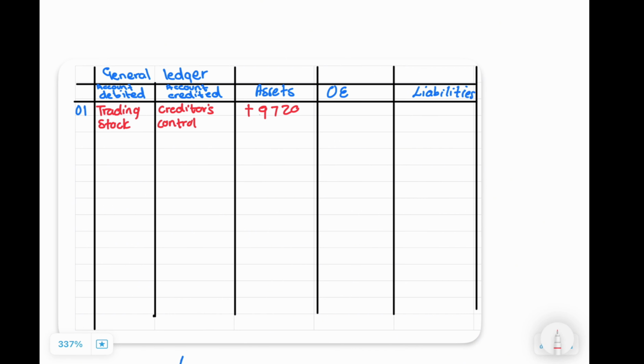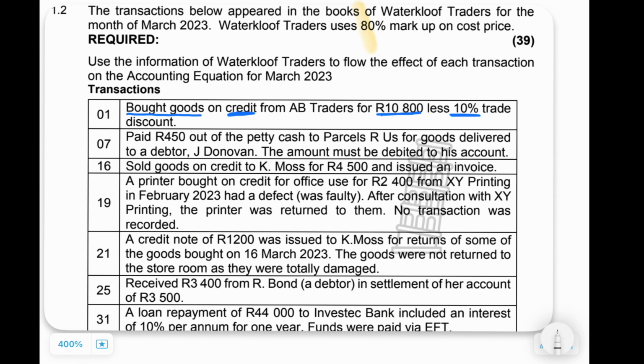And then our creditors control account, we said it's a liability account, which means the debts of the business are increasing by 9,720 as well. Now we move on to the next transaction, which happened on the 7th. On the 7th, paid 450. I said it's easy if you say we paid. So we paid 450 out of the petty cash to Parcels Aras, which is the name of the business, for goods delivered to a debtor, J. Donovan. The amount must be debited to his account.